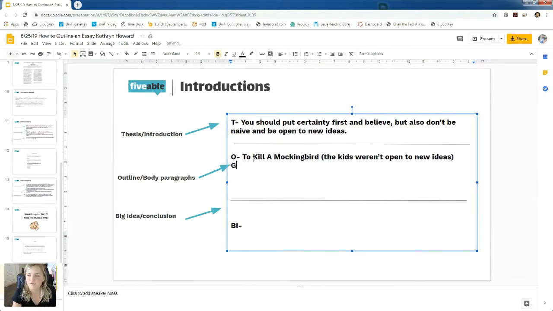So historical, we could do George Washington leading the Continental Army. Great. Okay. And then personal, modern day.